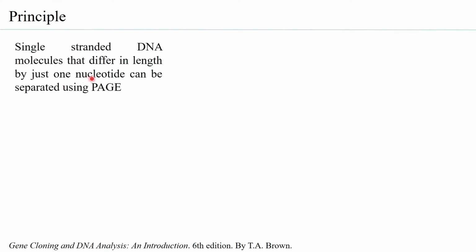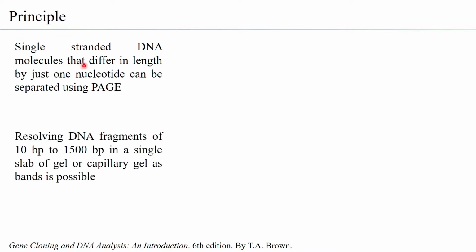So single-stranded DNA molecules that differ in length by just one nucleotide can be separated using PAGE. So this principle is being used in the chain termination method. So therefore, what is the idea? The idea is that one could resolve DNA fragments of anywhere between 10 base pair to 1500 base pair in a single slab of gel or capillary gel as bands. That means you can actually look at them as bands in a polyacrylamide gel.